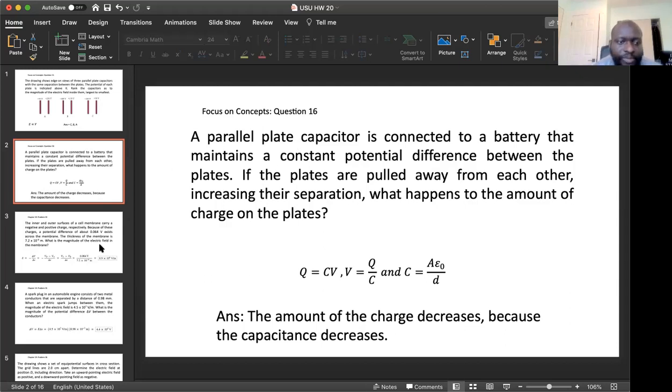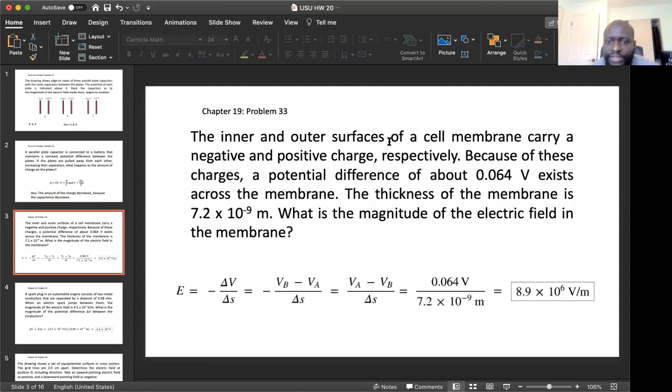Okay, next problem. It says the inner and outer surfaces of a cell membrane carry a negative and positive charge respectively. Because of these charges, a potential difference of about 0.064 volts exists across the membrane. The thickness of the membrane is 7.2 times 10 to the negative 9 meters. What is the magnitude of the electric field in the membrane? Electric field is minus the change in potential over the separation. So it's minus (VB minus VA) over delta S, but we want the magnitude only.